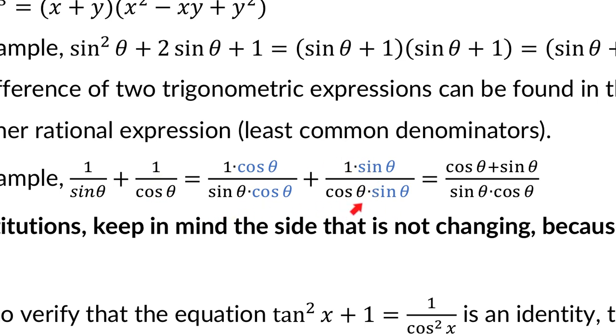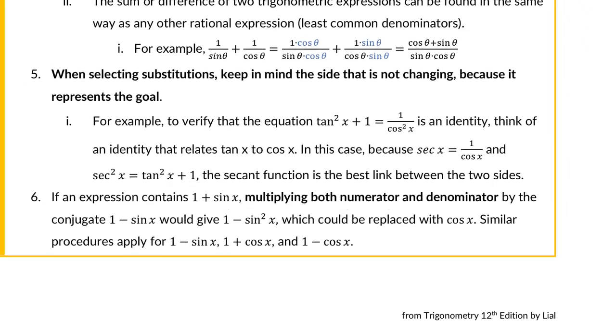I do realize they're in a different order, but multiplication can happen in any order. 3 times 5 is 15. 5 times 3 is still 15. Multiplication can happen in any order. Once they have a common denominator, all you have to do is add the numerator together. So that's 1 times cosine, which is cosine, plus 1 times sine, which is sine. So then we get this one. That's finding a common denominator.